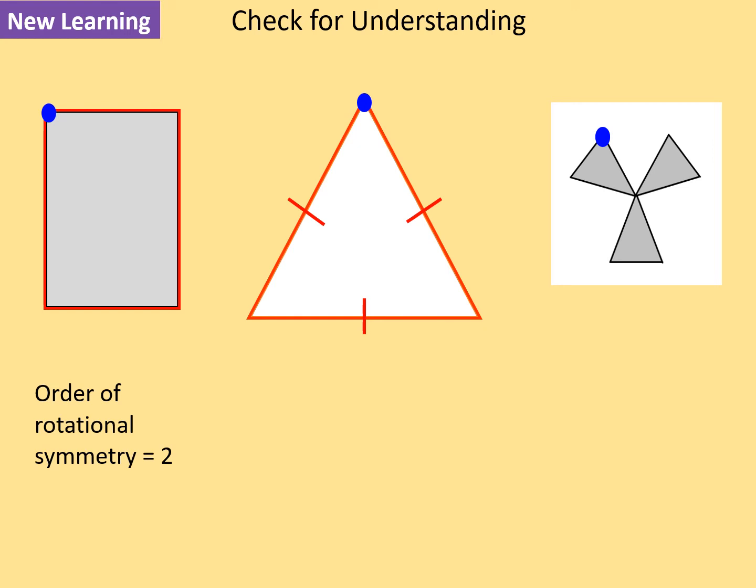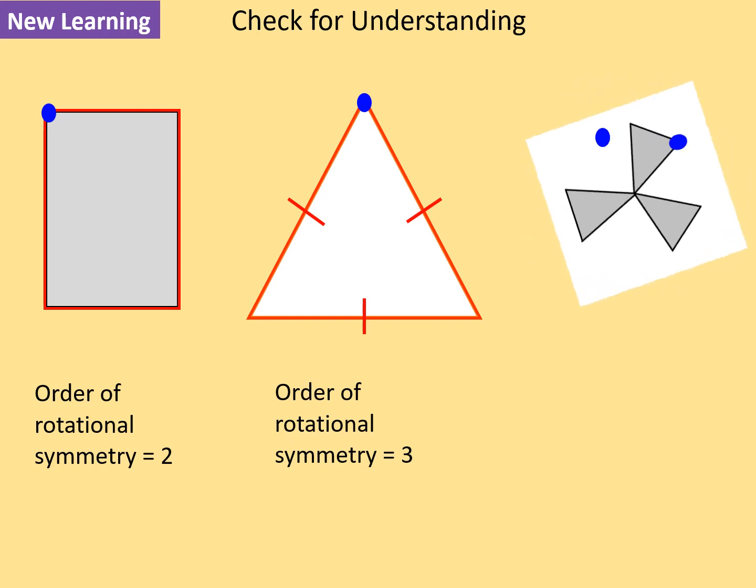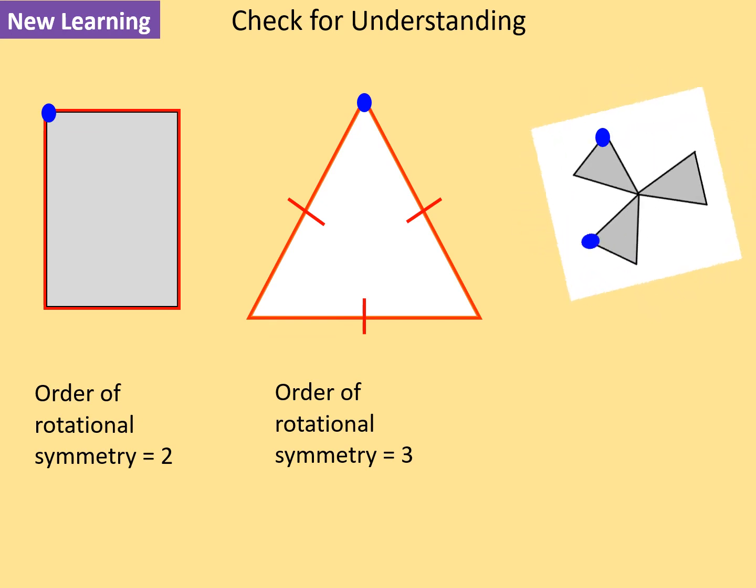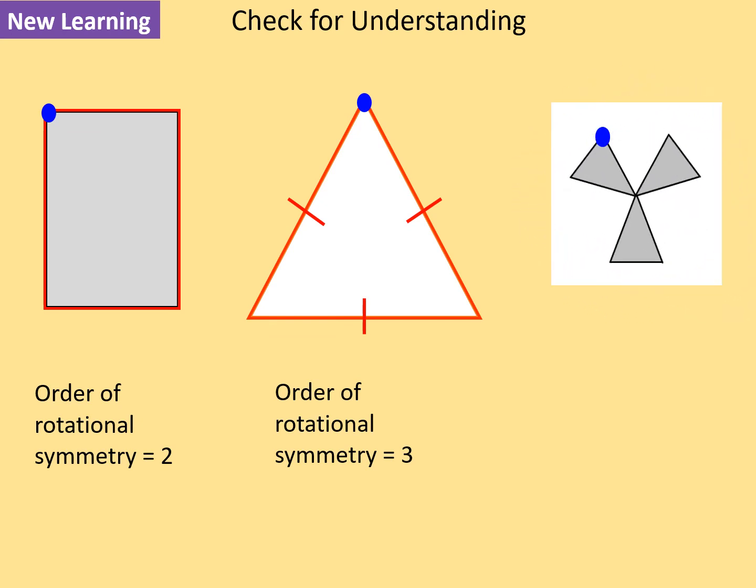Because this is an equilateral triangle, we should be able to see, even though it's a bit off center in this example, that it will fit into itself 3 times in a full turn. So therefore the order of rotational symmetry is 3. Now looking at this compound shape here, if we rotate this shape a full turn, let's see how many times it fits into itself. Once, twice, 3 times. So now we can say that this shape has order of rotational symmetry 3.